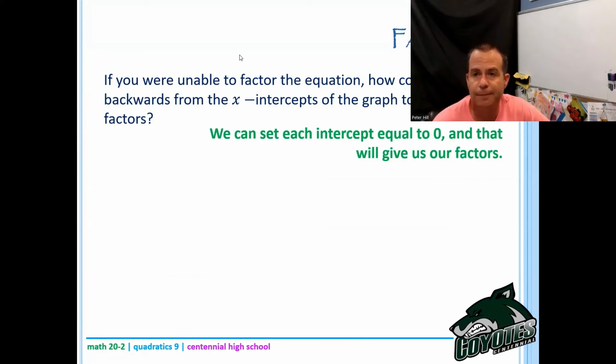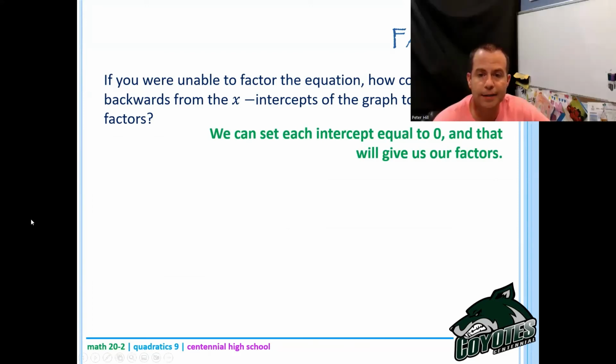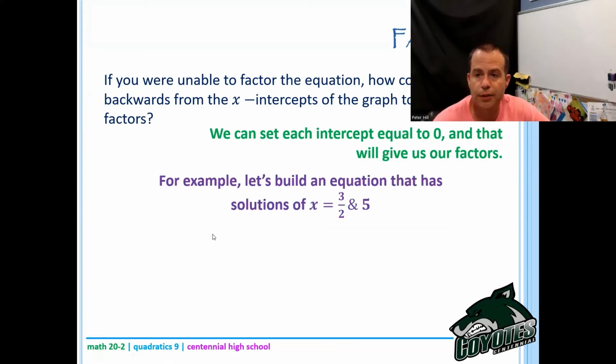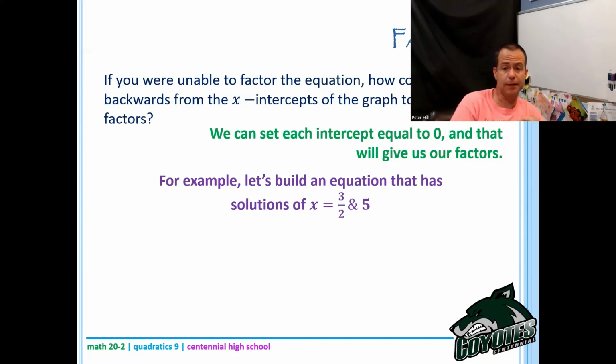I'm just going to hide my face for a quick sec so those of you at home can see that full question, because I'm probably blocking a bit of that. As an example, I'm just going to pick some. We are going to build an equation that has solutions of x equals 3/2 and 5. So in the final step of the factoring questions, I would have gotten a statement that says x equals 3/2 and a statement that says x equals 5.